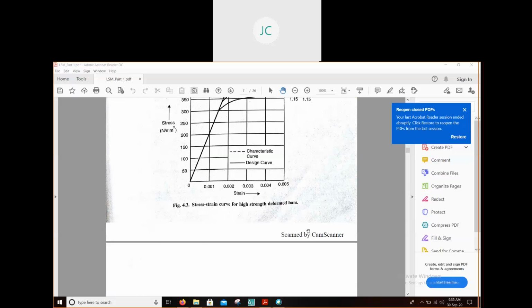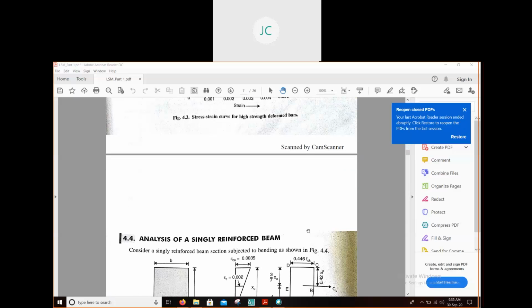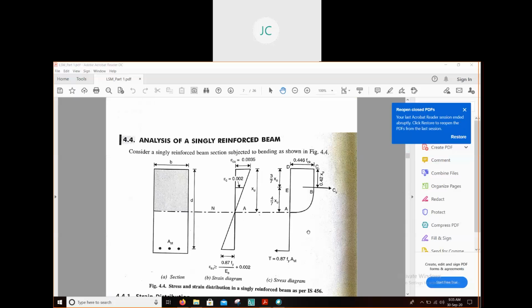So this is the curve for mild steel. All of you please remember these graphs, because in the exam you might be asked what is the shape of the curve, what is the value at this point, what is the value of this curve. These things you might get in the exam. So you remember this graph. Similarly, this graph also.